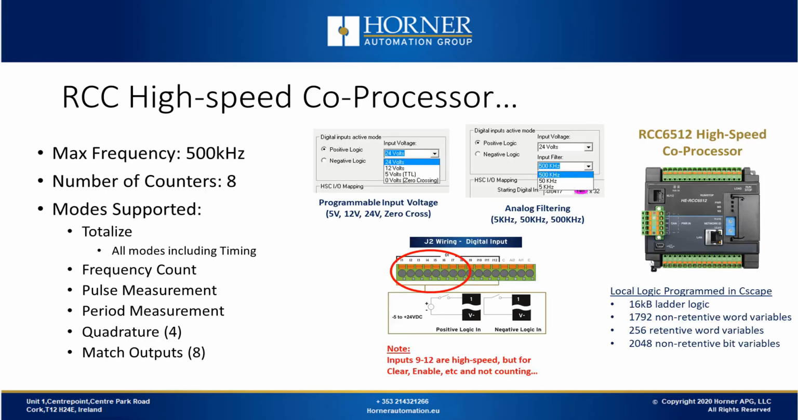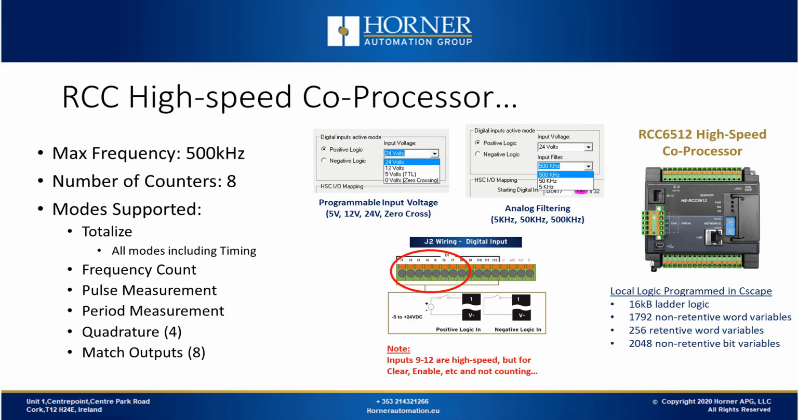Alright, next we're going to talk about the RCC High-speed Co-Processor. We have taken some advanced high-speed counting hardware and wrapped it around a microprocessor that has logic capability. We've added flexible communications networking, including Ethernet and CAN, and we've provided logic capability so that you can program locally in ladder logic. We still have the FPGA with high-speed inputs and outputs wired to it.